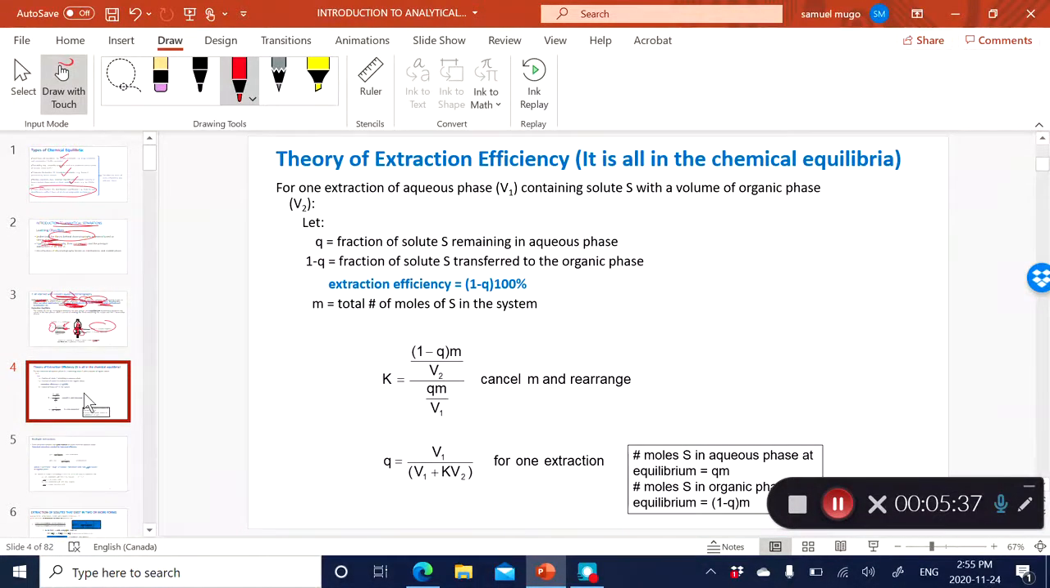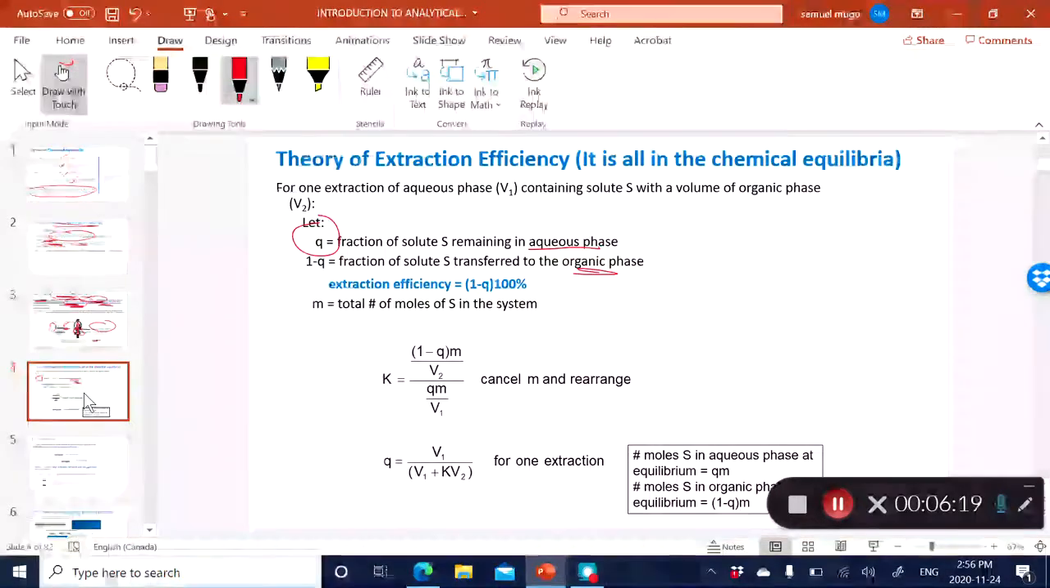So how do you determine if you have completely extracted the analyte into the organic phase? We use this very simple relationship, where Q refers to the fraction of the analyte that remains in the aqueous phase, whereas obviously 1 minus Q would be the fraction that partitions into the organic phase. And the extraction efficiency, to see how well we are doing, you just take 1 minus Q, multiplied by 100. And of course, if you get 100%, that means your extraction efficiency is very, very good.